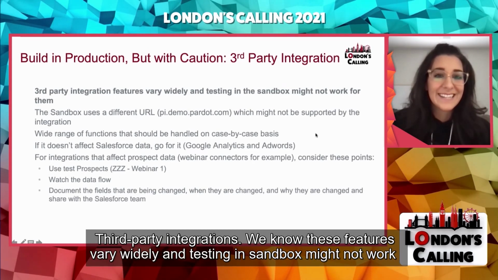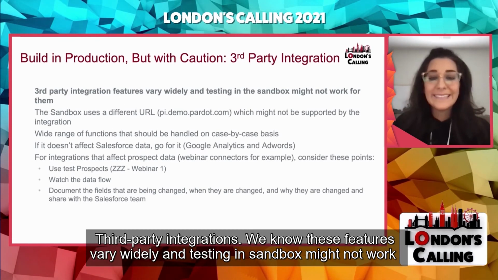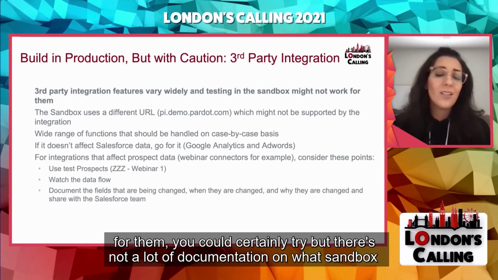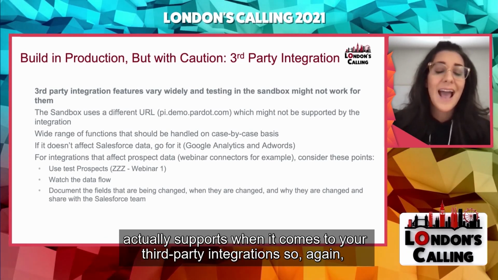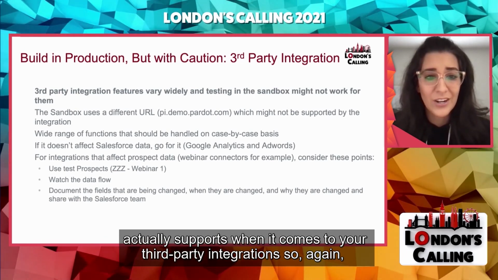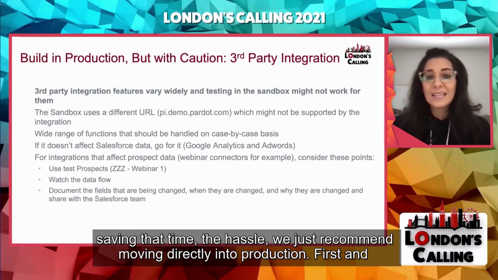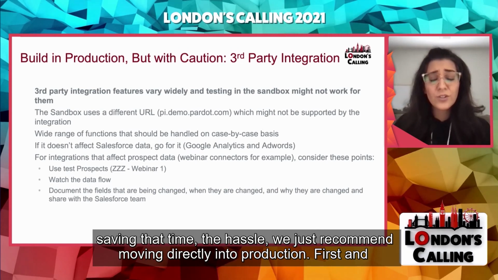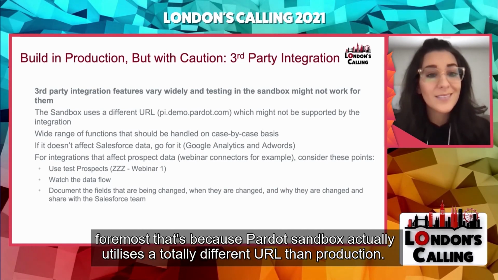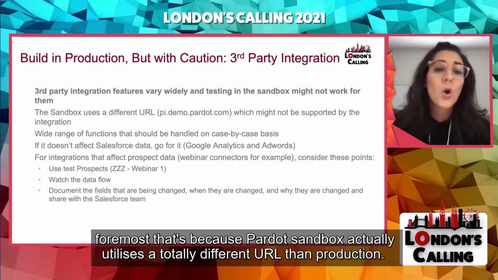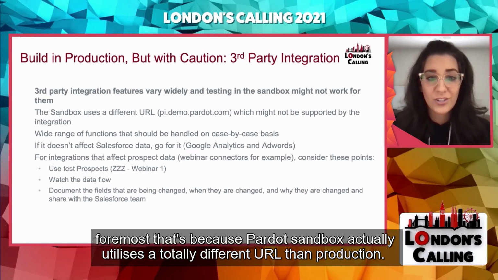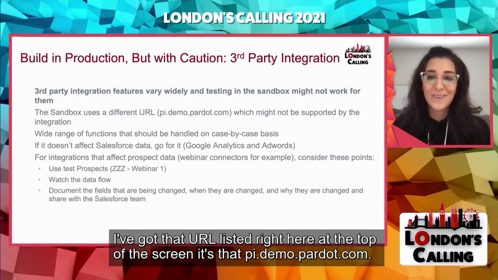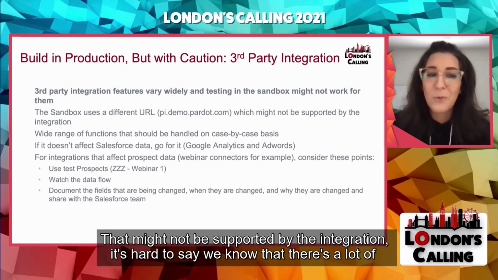Third-party integrations. We know these features vary widely, and testing in Sandbox might not work for them. You could certainly try, but there's not a lot of documentation on what Sandbox actually supports when it comes to your third-party integrations. So again, saving that time and the hassle, we just recommend moving directly into production. First and foremost, that's because Pardot Sandbox actually utilizes a totally different URL than production. I've got that URL listed right here at the top of the screen. It's pi.demo.pardot.com. That might not be supported by the integration.